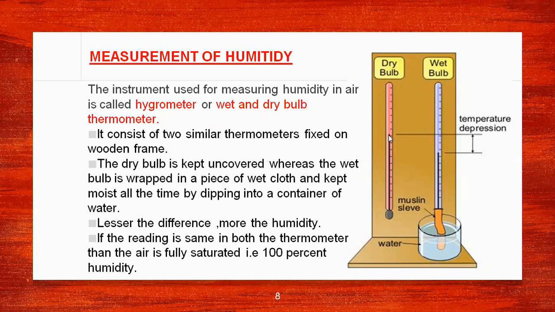Now, whenever there is a difference between the dry bulb reading and the wet bulb reading, it shows that there is more humidity in the air. And when there are similar readings between the wet bulb and the dry bulb, it shows that the air is fully saturated, that is, the air consists of 100% humidity.